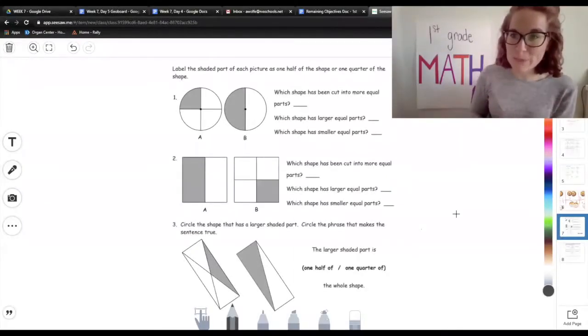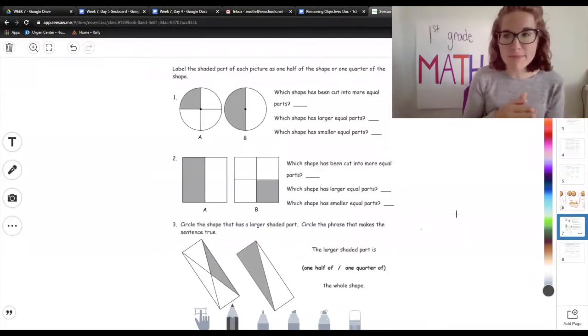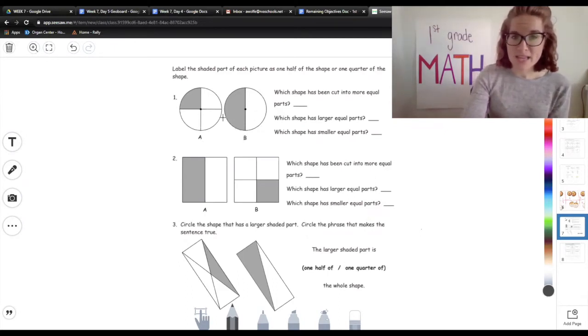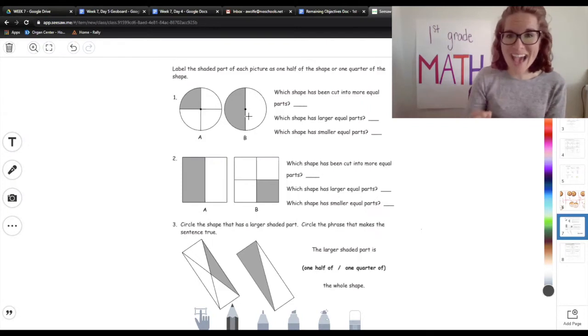Okay, guys, let's jump back into it. So when we look at number one, the first thing that you're going to see are two circles. One is labeled A and one is labeled B, and they're divided differently. This one is divided into quarters because there's 4 equal parts, and this one is divided into half. So let's look at the first question.